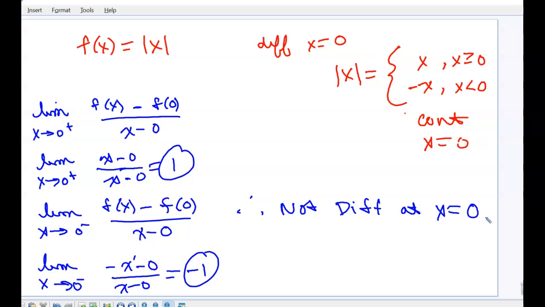So just because a function is continuous doesn't necessarily mean it's going to be differentiable.